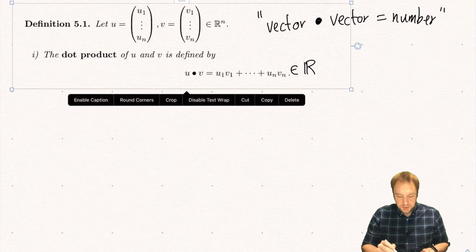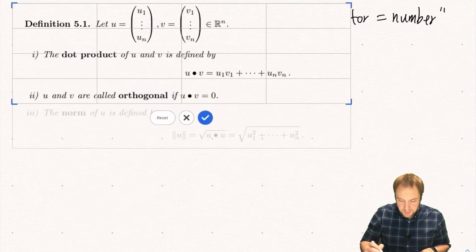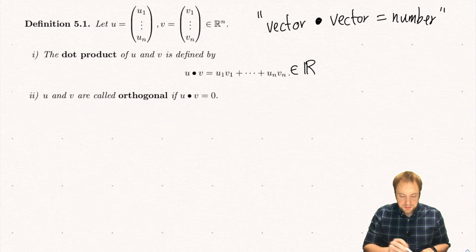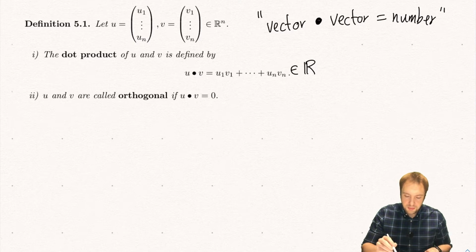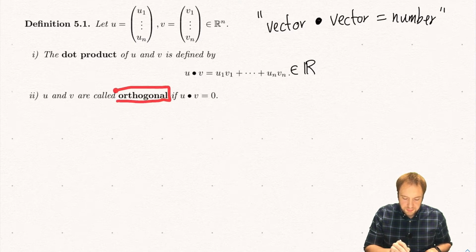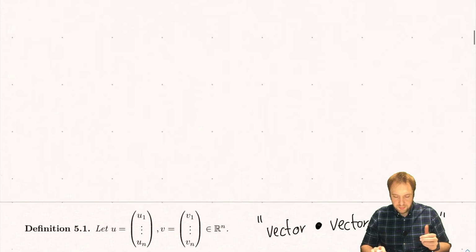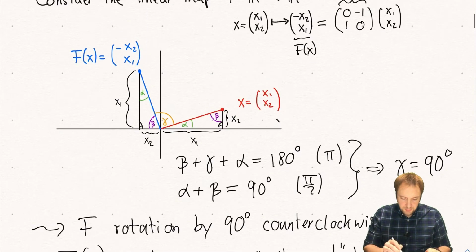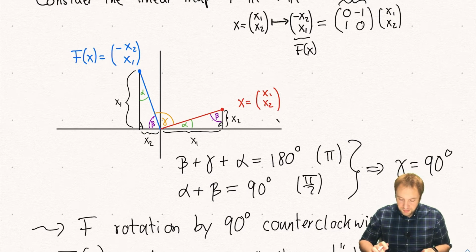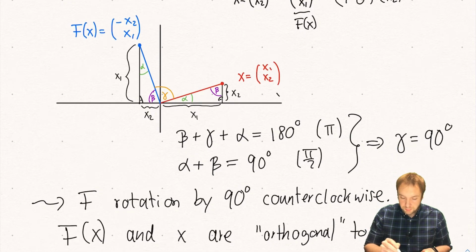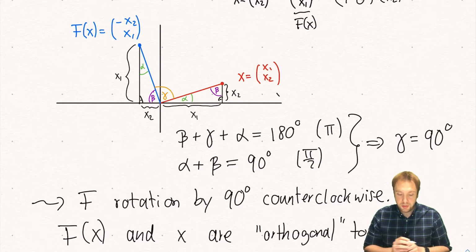And with this, we can now define the following. Now we say that two vectors u and v are called orthogonal if the dot product of these two vectors is 0. And why does this have to do with what we saw before? I mean, here we call this orthogonal because the angle between them is 90 degrees. But actually one can show that this is exactly the case when the dot product is 0.